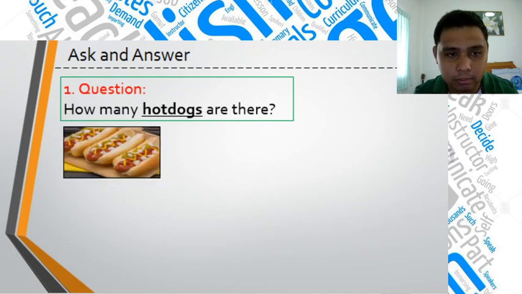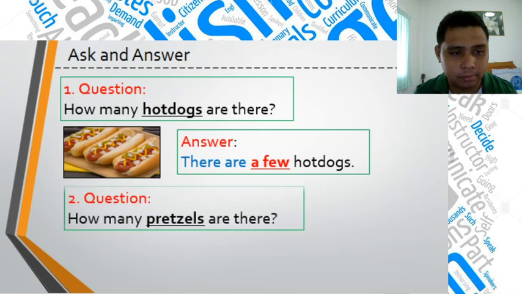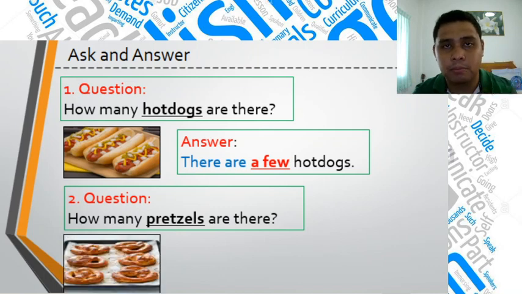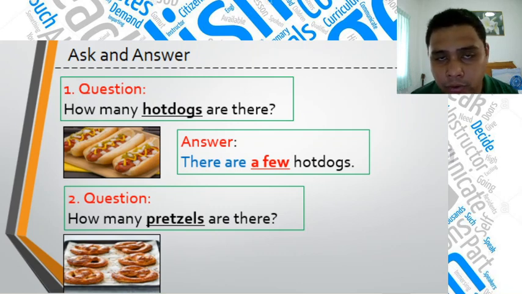1, 2, 3. What is the answer? There are a few hot dogs. Number 2. How many pretzels are there? 1, 2, 3, 4, 5, 6. So that is more than 5. So what will be the answer? There are a few or there are a lot of?